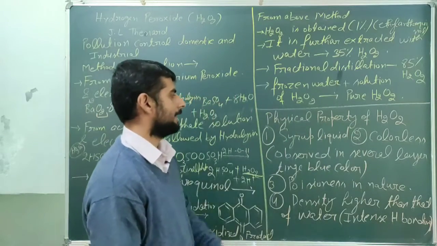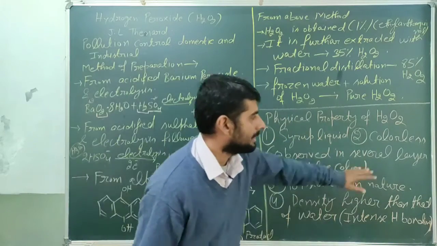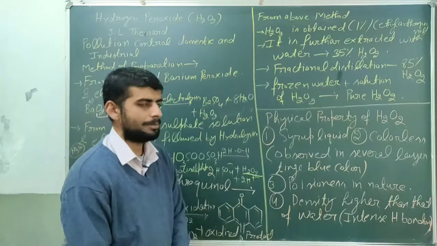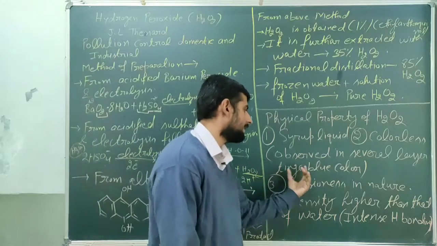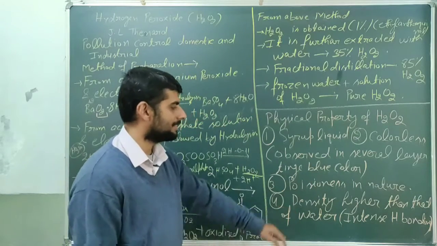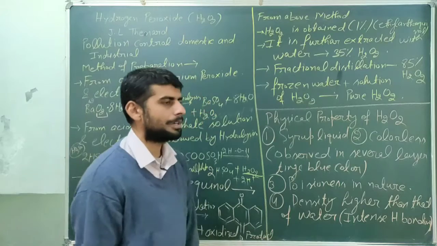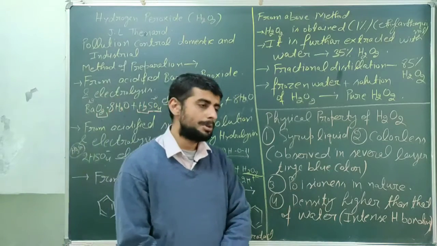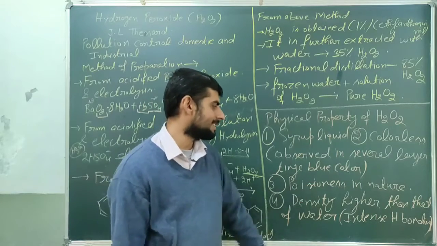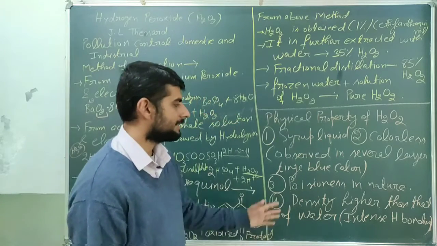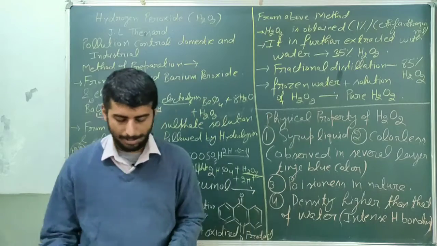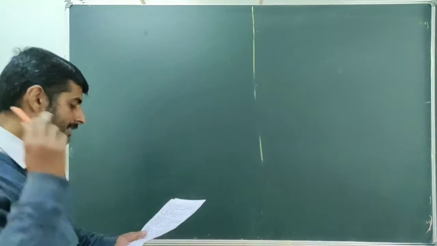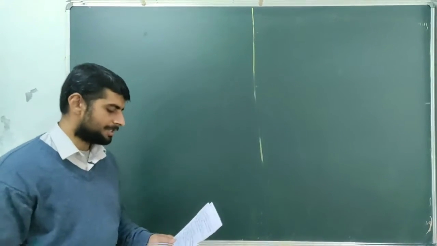Okay, so properties: syrupy liquid, colorless, but if we observe several layers, it will show a tinge blue color. Poisonous in nature, density is higher than that of water because H2O2 has more hydrogen and oxygen as compared to water. So because of intense hydrogen bonding, its density is higher than that of water. So these properties you have to remember. Okay, any doubts, students?